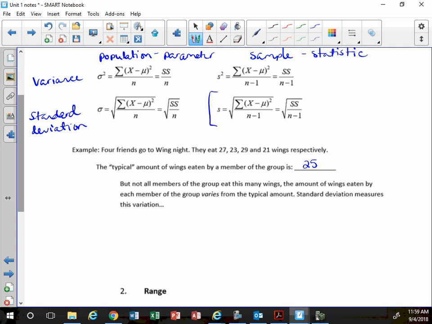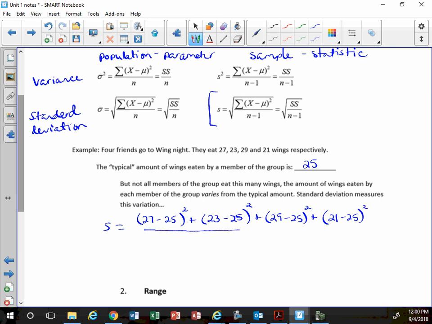Okay, so let me just write out for you what this is going to look like. So we're finding S. The first number was 27, so I'm going to do 27 minus 25 squared, plus the next person was 23 minus that average of 25 squared, plus 29 minus 25 squared plus 21 minus 25 squared. That is all divided by our 4 minus 1. And then it's the square root of all of that.